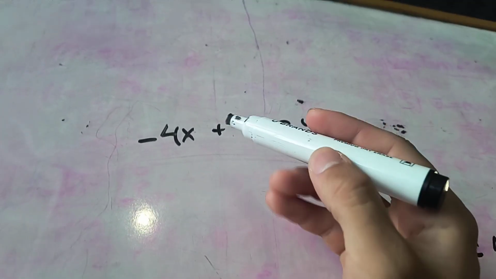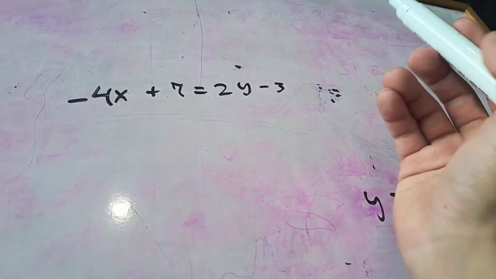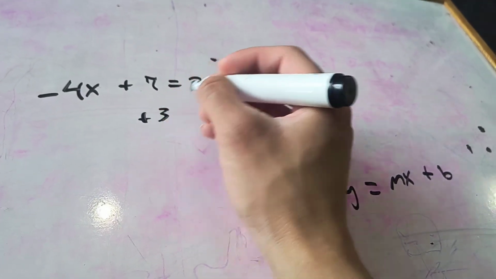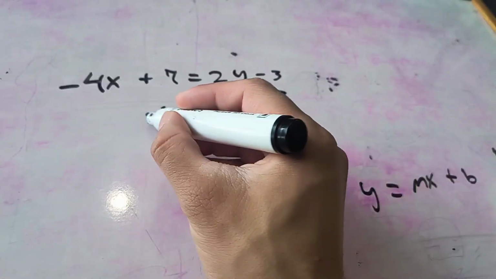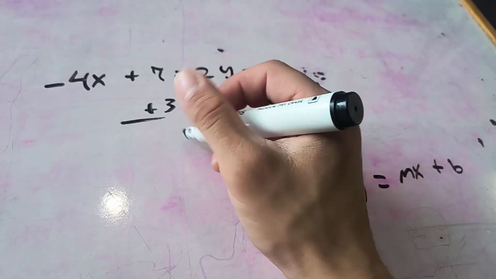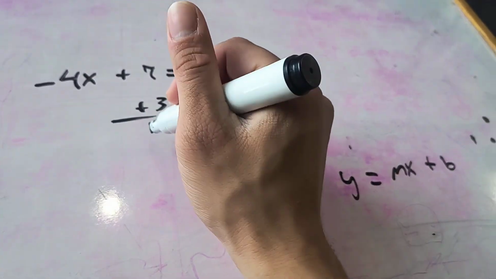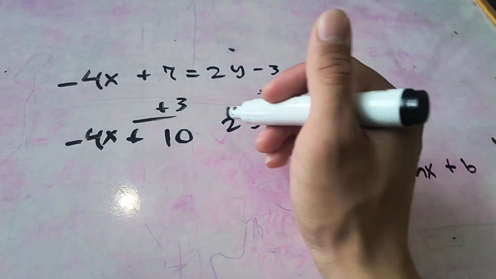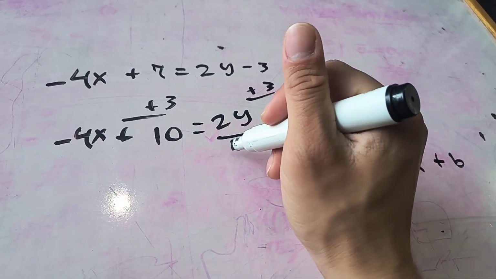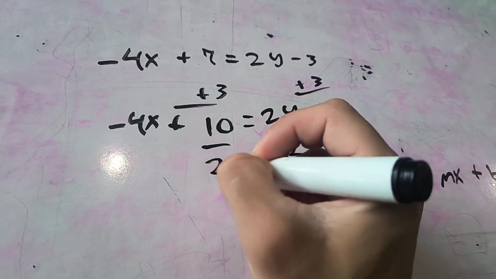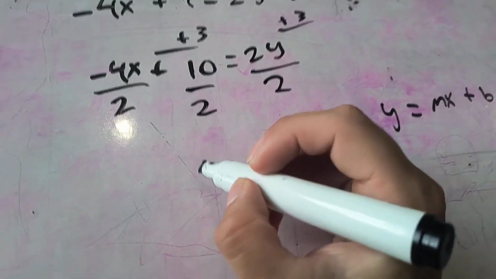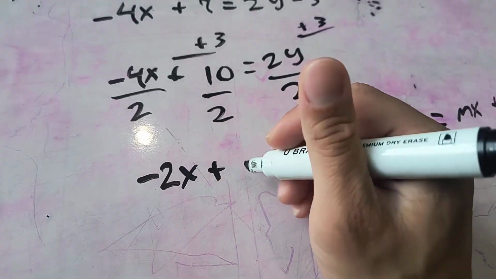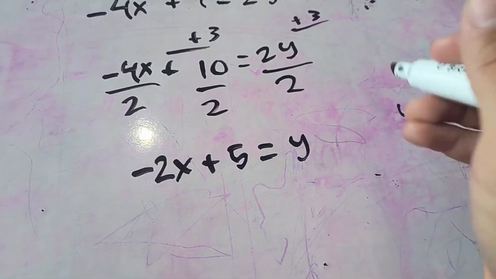So let's get started. Let's isolate the y's. So let's add 3 to both sides. Here we get 0, so this just becomes 2y. Here we get 10 plus negative 4x. And then we can divide both sides by 2 just to get y by itself. Remember, we're going to divide each term. So then this becomes negative 2x plus 5 is equal to y.